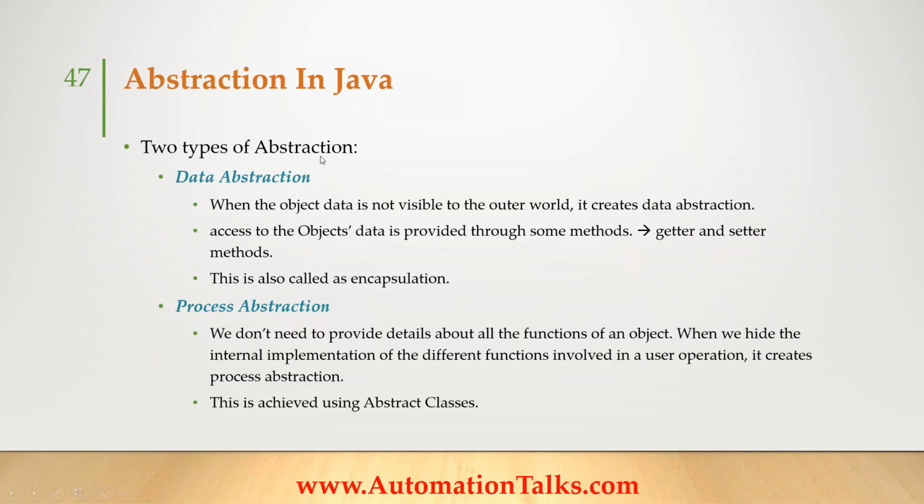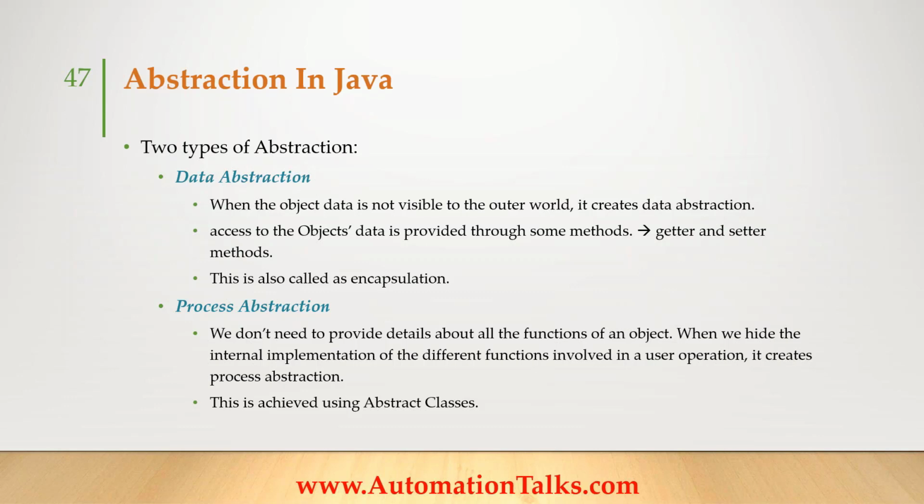There are two types of abstraction: data abstraction and process abstraction. Whatever we talked about till now is the process abstraction. We are hiding the process of implementation. That's what process abstraction is. And what is data abstraction now?